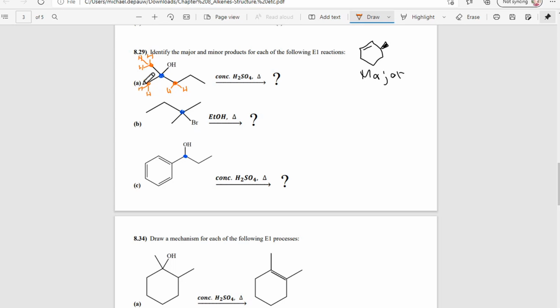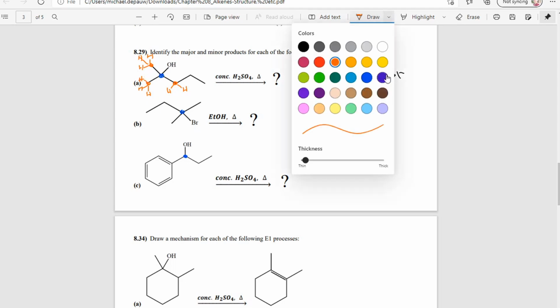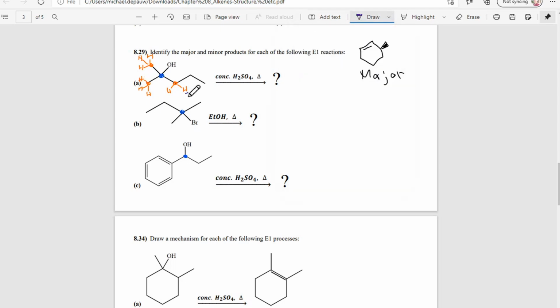So it's just going to be one of these guys over here that's going to get ripped off. Electrons are going to come here and kick out what will be a water after it gets protonated by the acid. And that's going to give you a double bond.